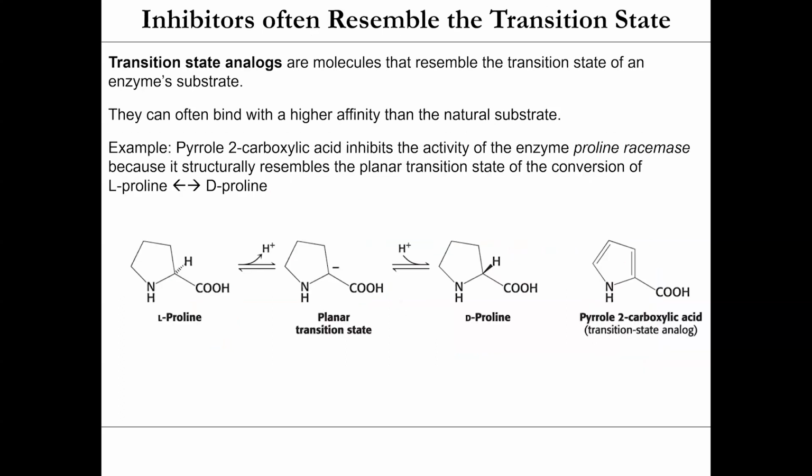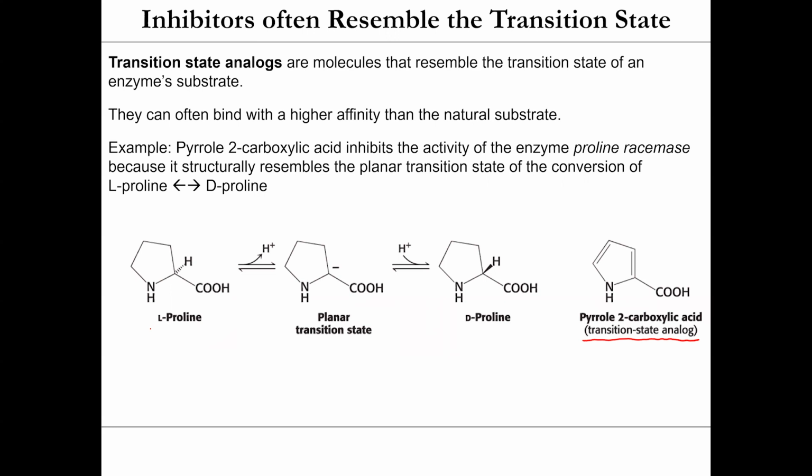And so one big piece of evidence that enzymes work best when stabilizing the transition state is that inhibitors of enzymes often resemble the transition state of a substrate. Transition state analogs are molecules that resemble the transition state in an enzyme substrate reaction, and they can often bind with a much higher affinity than the natural substrate. An example of this would be the molecule pyrrole 2 carboxylic acid, which is a transition state analog for the reaction catalyzed by proline racemase.